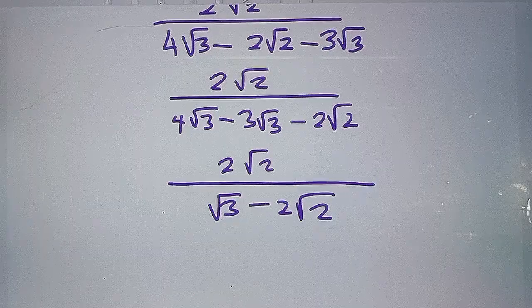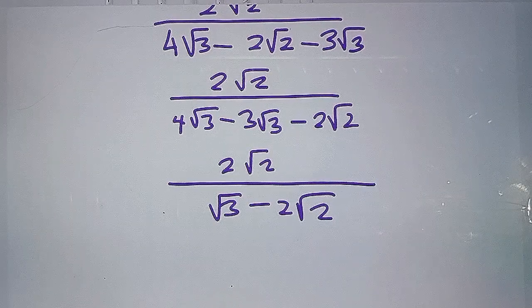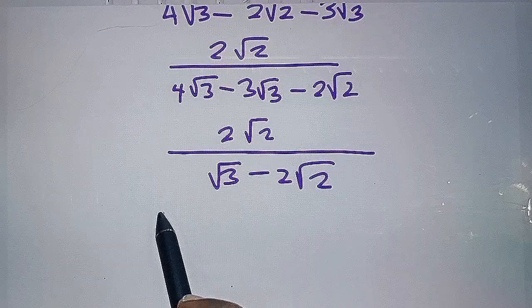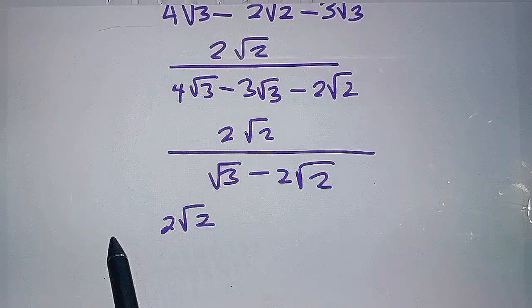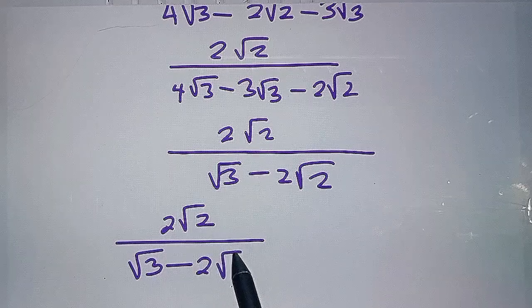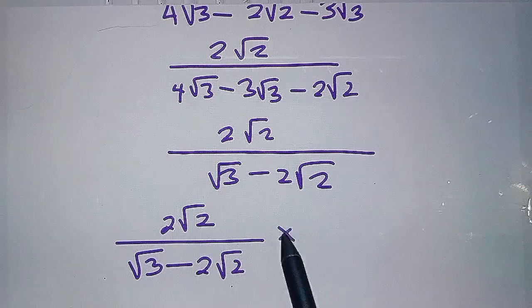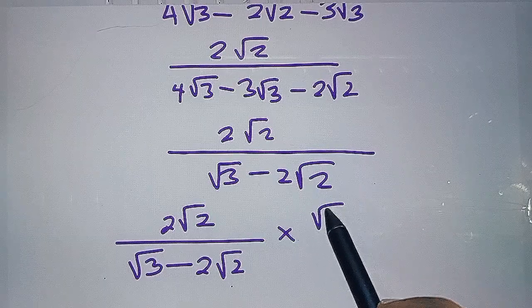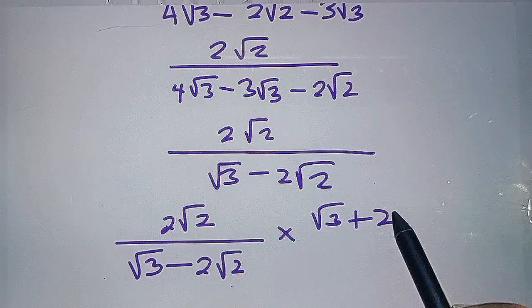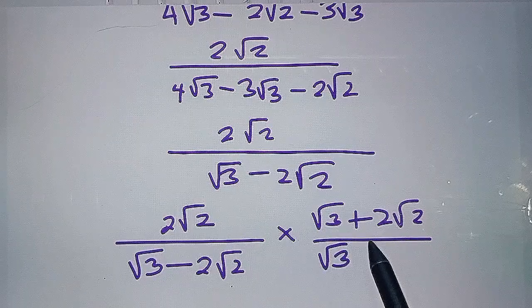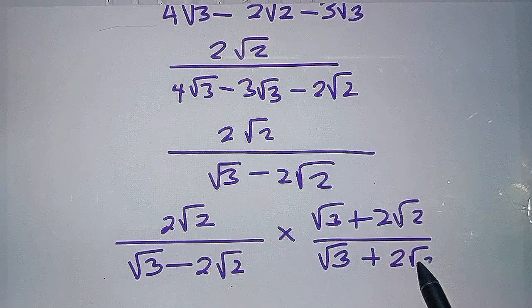Now, from here, the next thing we are going to do is to rationalize this. To rationalize this, we're going to have 2 root 2 all over root 3 minus 2 root 2. Then we are going to multiply both the numerator and denominator by root 3 plus 2 root 2 all over root 3 plus 2 root 2.